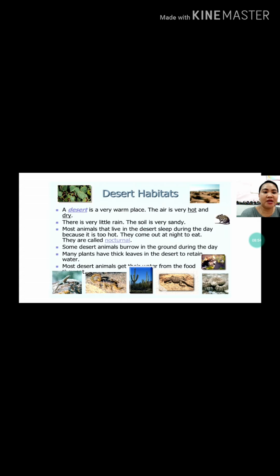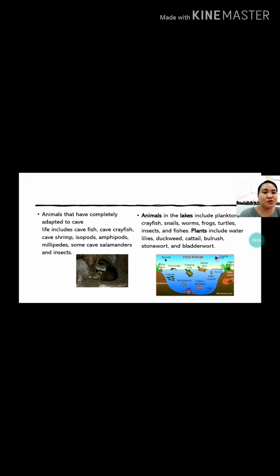Many plants have thick leaves in the desert to retain water. Most desert animals get their water from the food they eat. So as you can see, there are a lot of animals that live in the desert. We also have a plant we call the cactus. The camel can also live in the desert because it has a storage of water in its back. Okay, next, what are the other habitats?